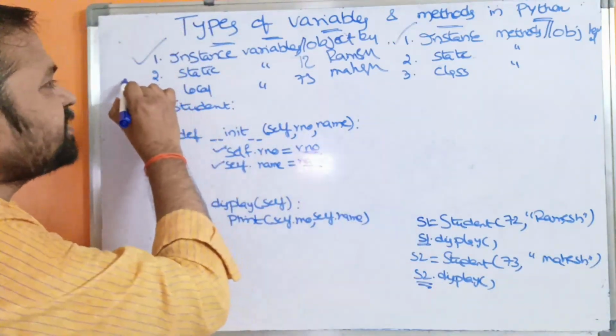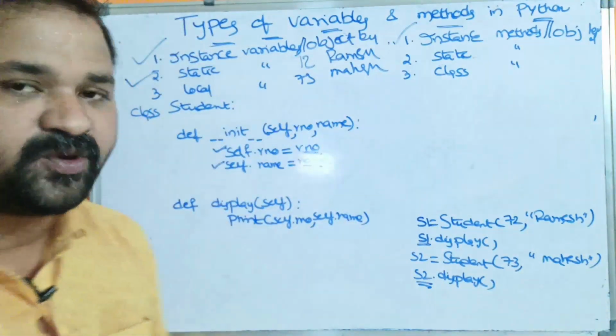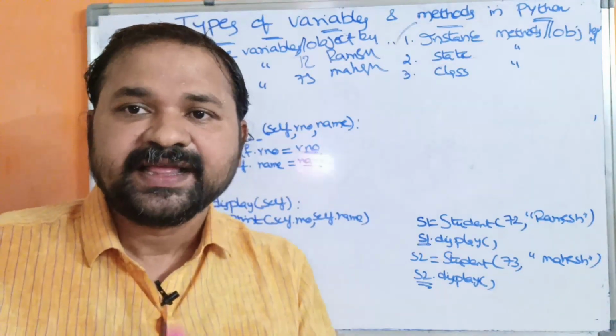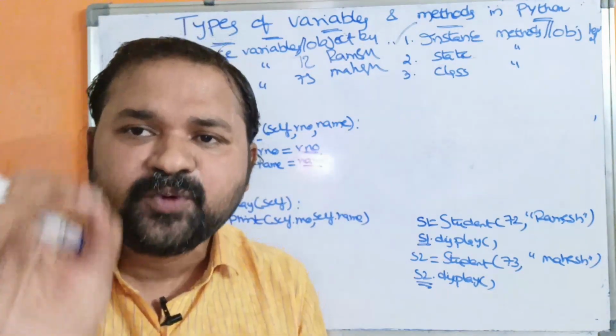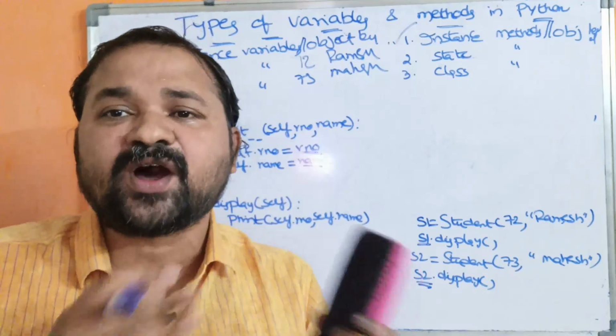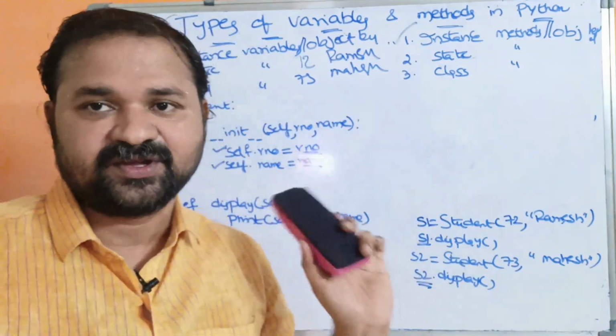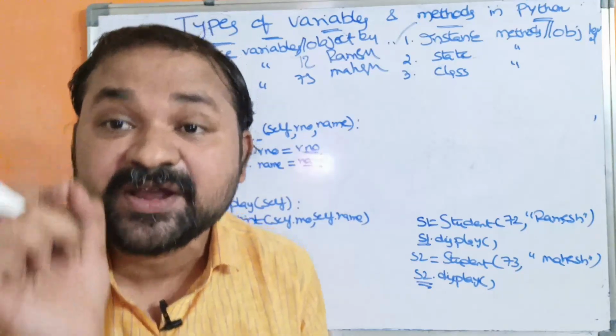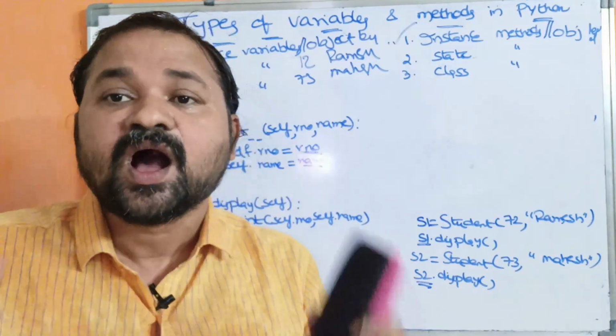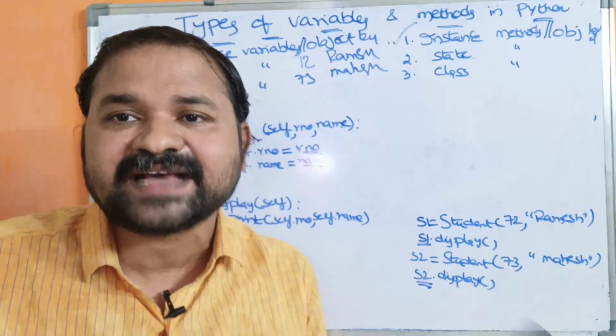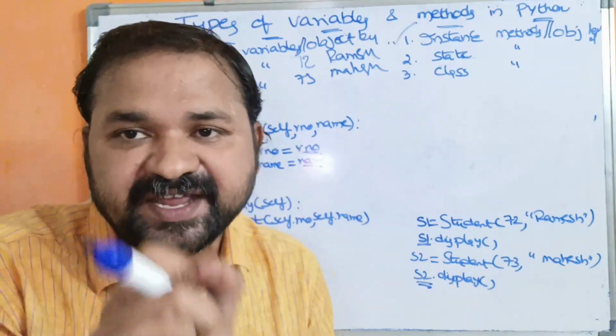Now let us see the next one. The next one is static variable. What is a static variable? If the value of the variable is same for all the objects, then we have to use the static variable. So static variable means common variable, shared variable. All the objects of the class will make use of that variable.